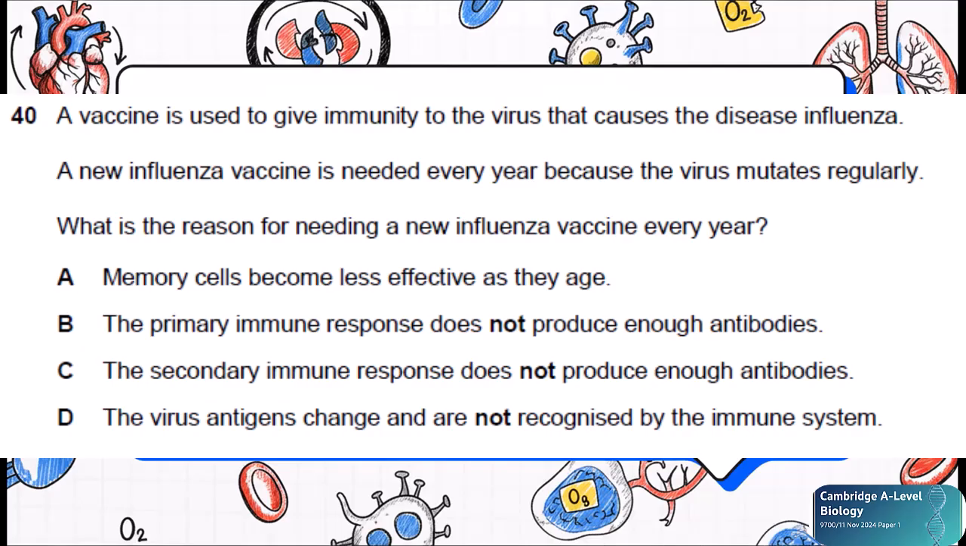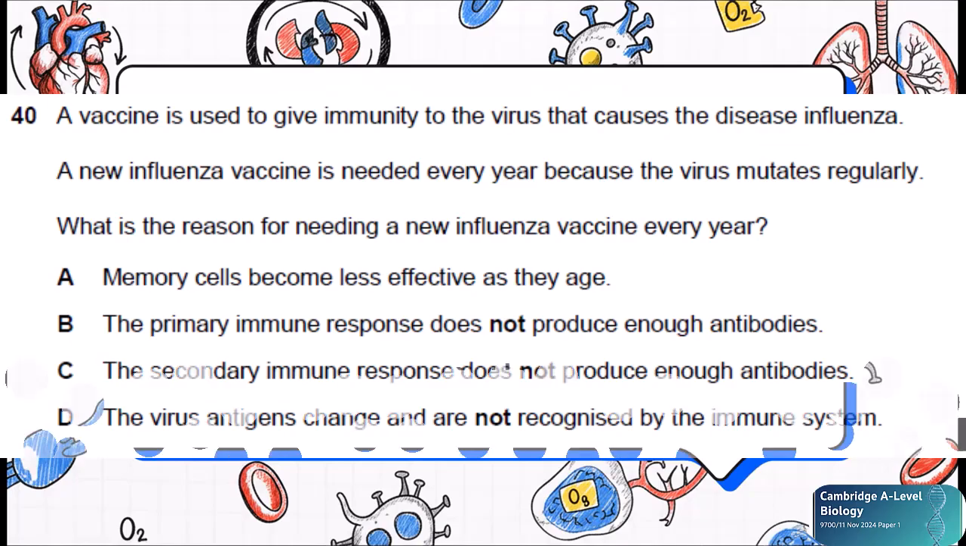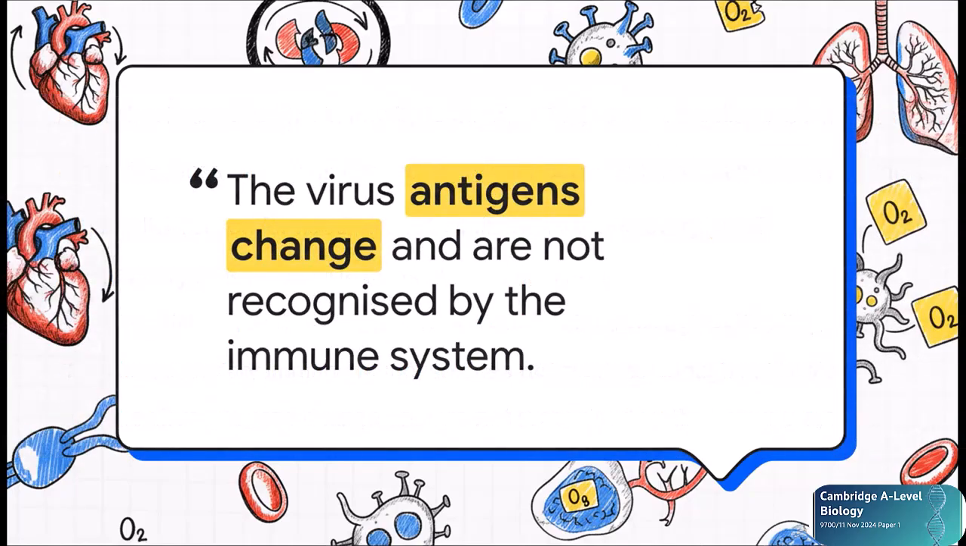Your immune system works on recognition. Your memory cells are trained to recognize the specific shapes on the outside of the virus, the antigens. Think of it like a lock and key. But when the flu virus mutates, a process called antigenic drift, it changes the shape of the lock. So your old memory cells come along with the old key, and it just doesn't fit anymore. They don't recognize the virus, so your previous immunity is basically useless. You need a new vaccine to train a new set of memory cells for the new lock. That's why D is the correct answer.